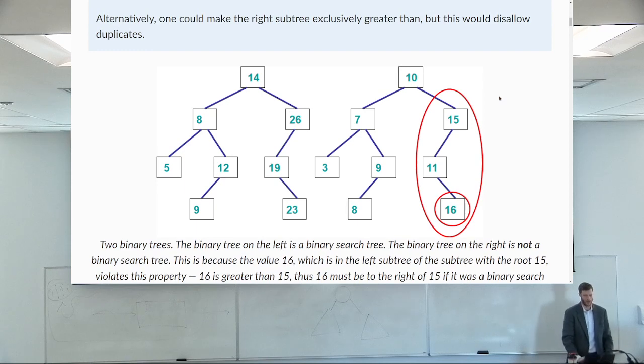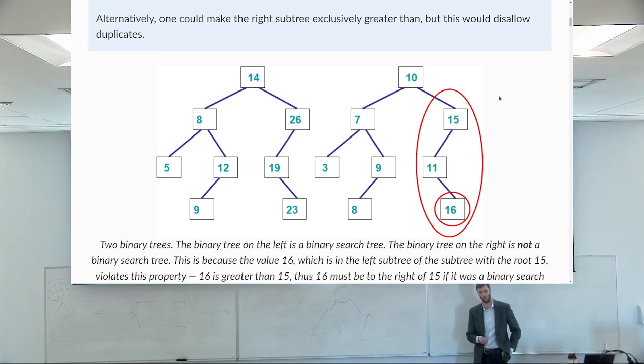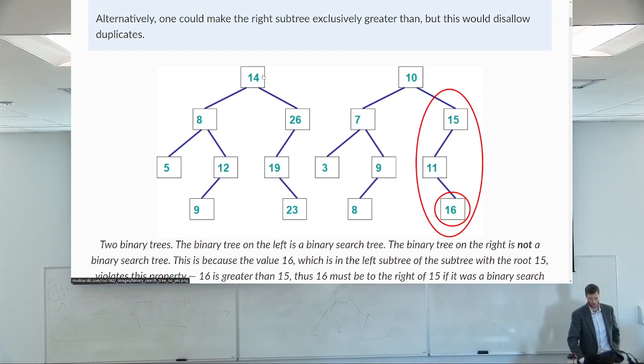Here are two binary trees. One's a binary search tree, one's not. Let's look. We have 14. Are all values in the left subtree of 14 less than 14? Yes. Are all values in the right subtree of 14 greater than or equal to it? Yep. Let's look at 8. Are all values in 8's left subtree less than it? Are all values of 8's right subtree greater than it? Okay, we'll skip it. Here, are all the values in the left subtree of 12 less than 12? Yeah, and then the right subtree doesn't exist. Okay, 26, are all values in its left subtree less than it? Great, right subtree doesn't exist. 19, all values in the right subtree, are they greater than it? Yeah. This is a binary search tree.